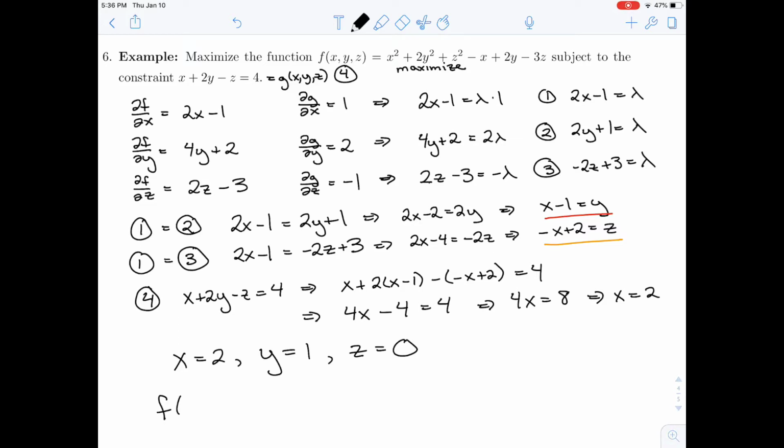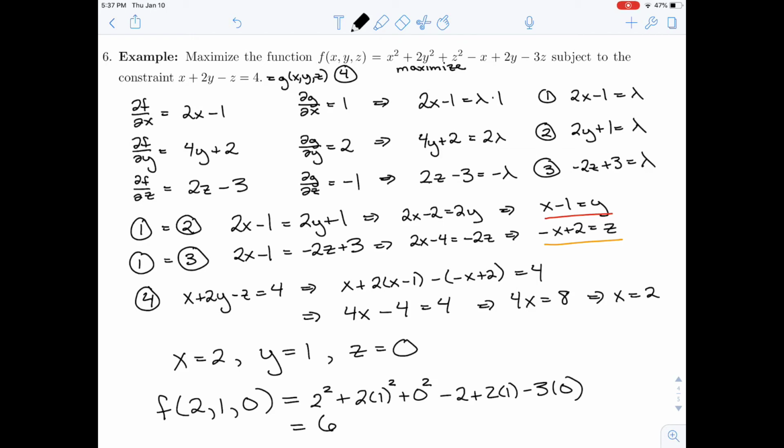We want to find the value of f of x, y, z at our maximum. So f of 2, 1, 0 is going to be 2 squared plus 2 times 1 squared plus 0 squared minus 2 plus 2 times 1 minus 3 times 0. So f of 2, 1, 0 is equal to 6, and that is our maximum. So this is the maximum location, and this is the maximum value.